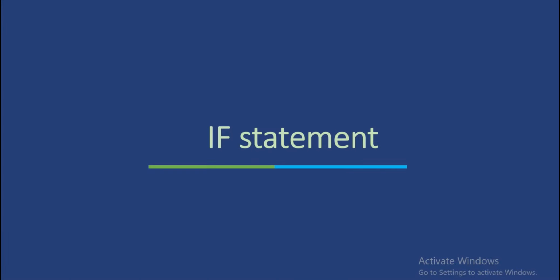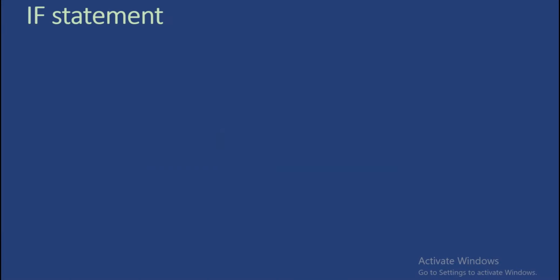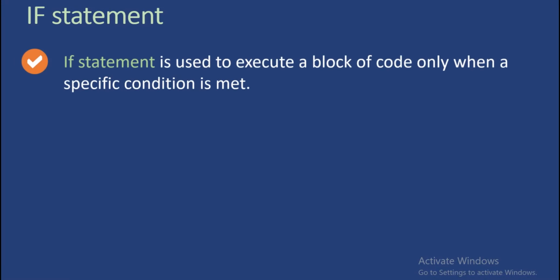If statement. What is an if statement? An if statement is used to execute a block of code only when a specific condition is met. For example, I will say if a condition followed by a colon, then execute a block of code.